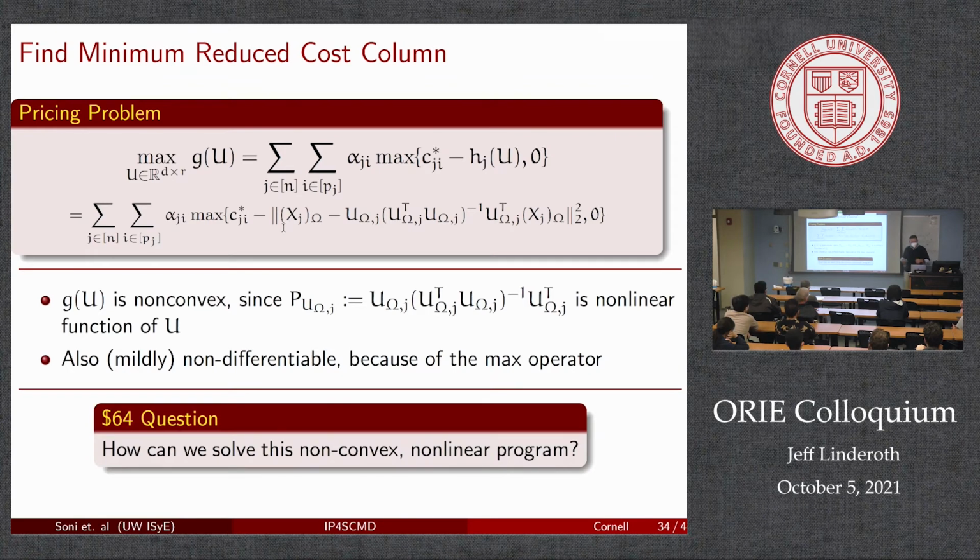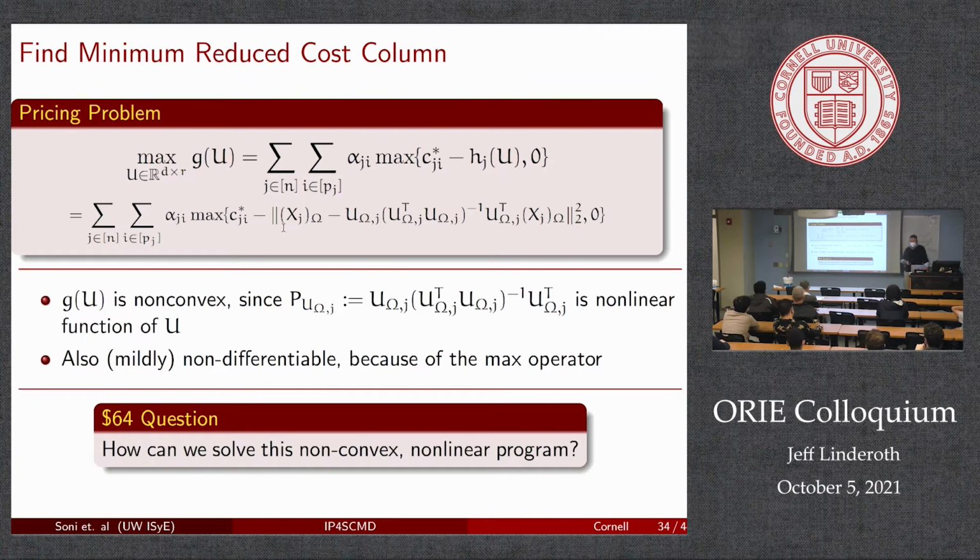So how can we solve this? It's certainly non-convex. It's only mildly non-differentiable. I'm not so worried about that. But really, it's because of this very complicated dependence on our matrix of variables U that I'm not holding out much hope for a very good exact method for solving this problem.